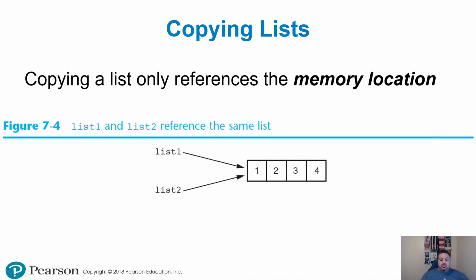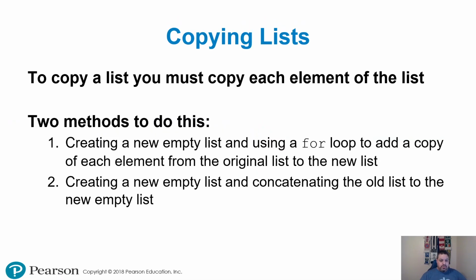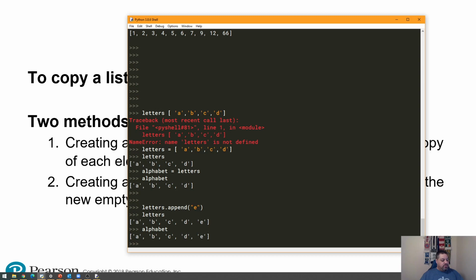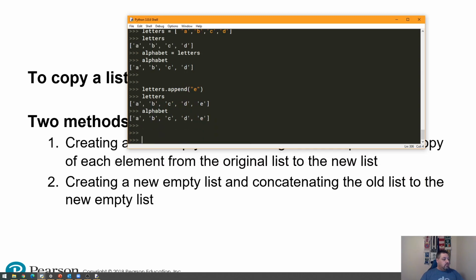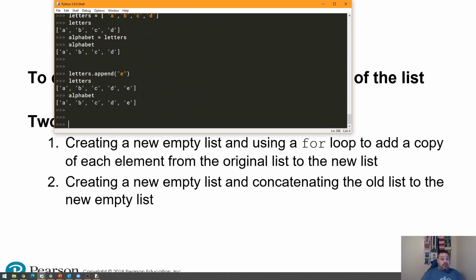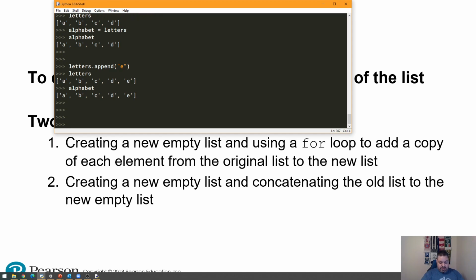If you want to truly copy a list, there's two ways you do it. Create a new empty list, and use a for loop to iterate through it. For entity in letters, alphabet.append the element. Or another shortcut you could do is say, let's say, new letters equals that plus letters.